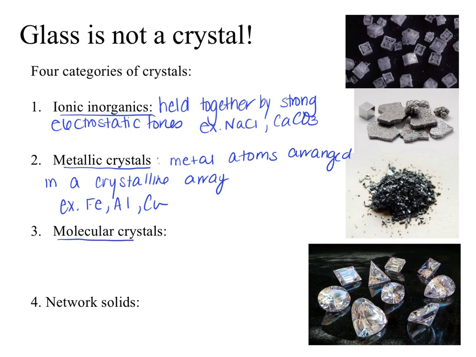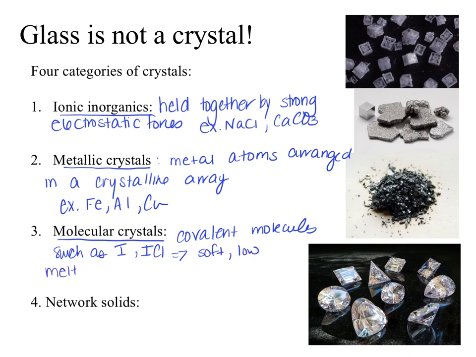Then the third category are molecular crystals. These are covalent molecules, such as iodine or iodine chloride. They are characterized by being really soft. They have really low melting points. And are insoluble in water. So, for example, this is a molecular crystal there.